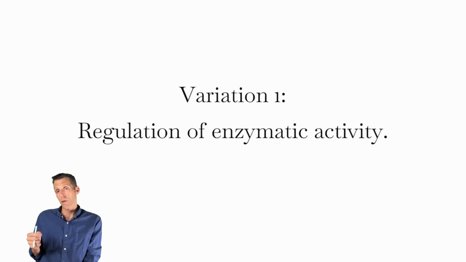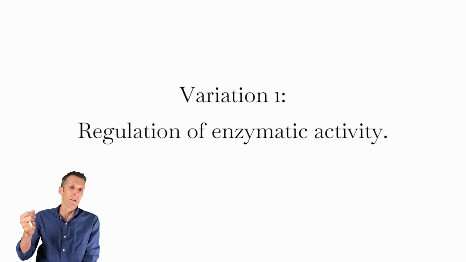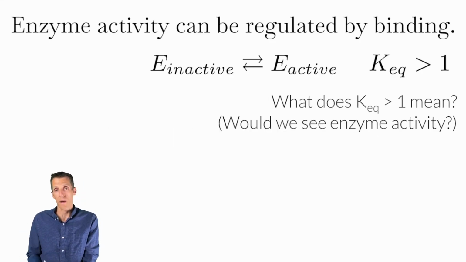So first, let's talk about the regulation of enzyme activity. In the GPCR example, we weren't really regulating an enzyme. We were actually just changing the shape of a receptor protein. But it turns out that allostery can directly regulate enzyme activity. So here, for example, is an enzyme.